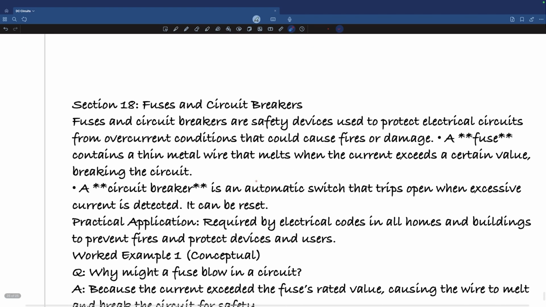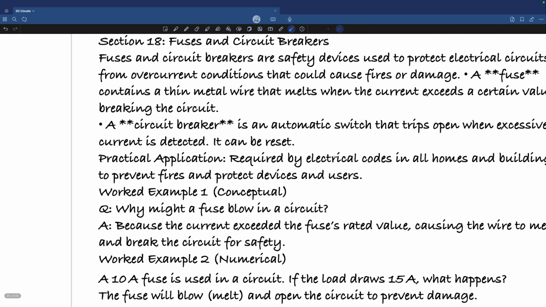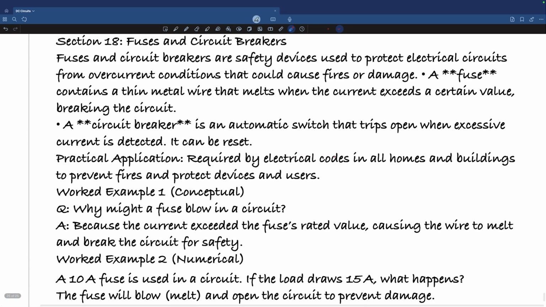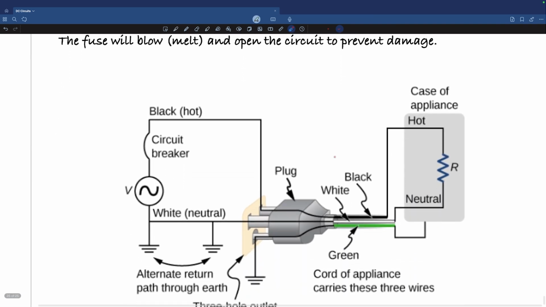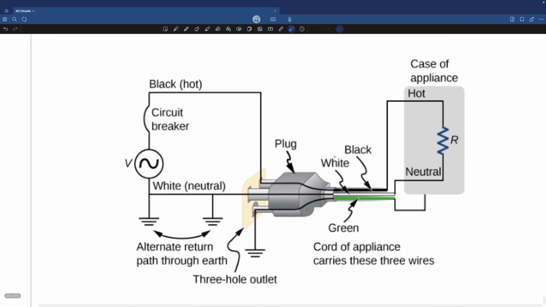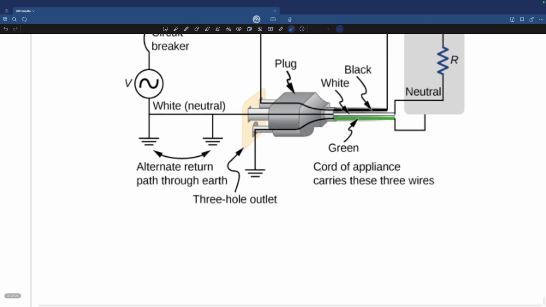Okay, so fuses and circuit breakers. You all know this. A circuit breaker is an automatic switch that trips open and you can reset it. I talked about the fuse. Here is a wiring circuit showing you the colors that I told you about. Just take a look at this.